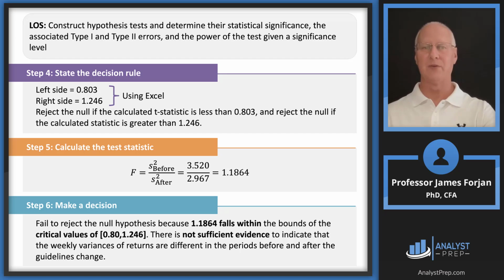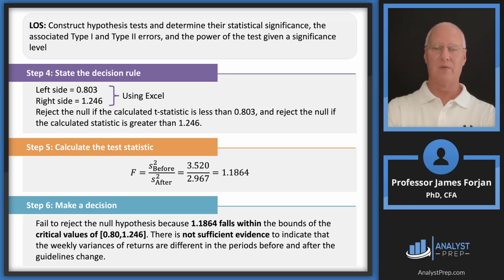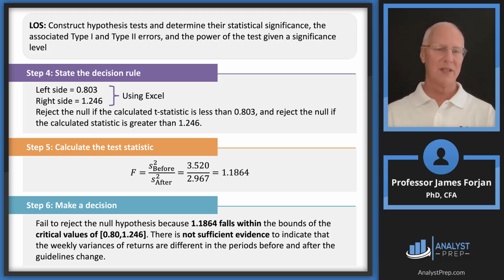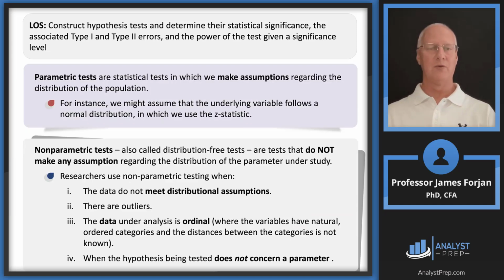So left side 0.803, right side 1.246. So there it is. There's the F stat, 1.1864. So the Institute doesn't ask you to look up the F table. It just gives it to you. So I'm guessing that that's what they'll do on the exam. So once again, we're going to fail to reject the null hypothesis because 1.1864 is in between those two critical values, using Excel or getting them from the table.